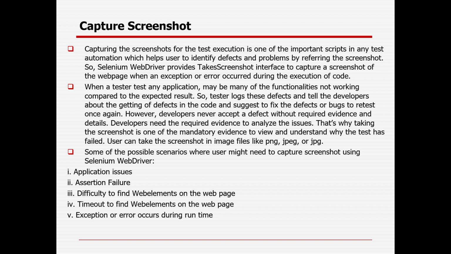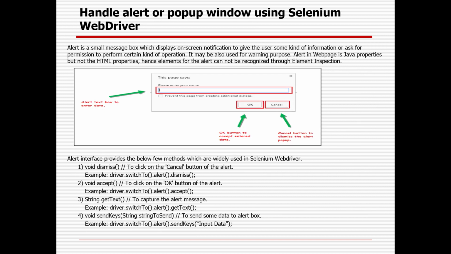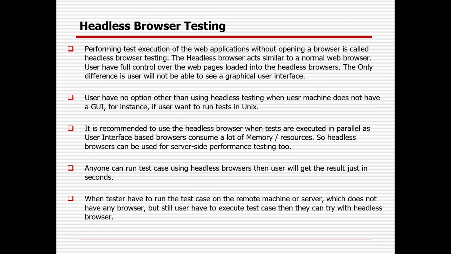Screenshot capture is really important for the tester, to certify the testing is successful or to log a defect with relevant information. It's a three-step process. You need to use the TakesScreenshot interface, then call getScreenshotAs, then call the copy method from the FileHandler class. You can create a static method at the class level, where you pass an argument which is the screenshot path, and then you can call it anywhere required, multiple times.